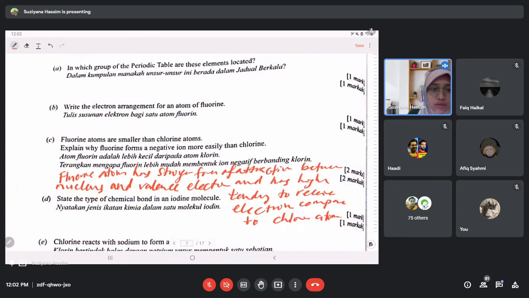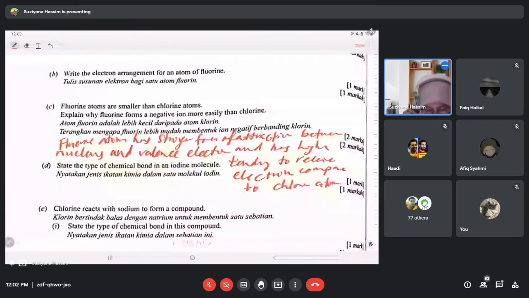Okay, I repeat. Fluorine atom has stronger force of attraction between nucleus and valence electron and has higher tendency to receive electron compared to chlorine atom. Okay, all right. So next one. State the types of chemical bond in iodine molecule.